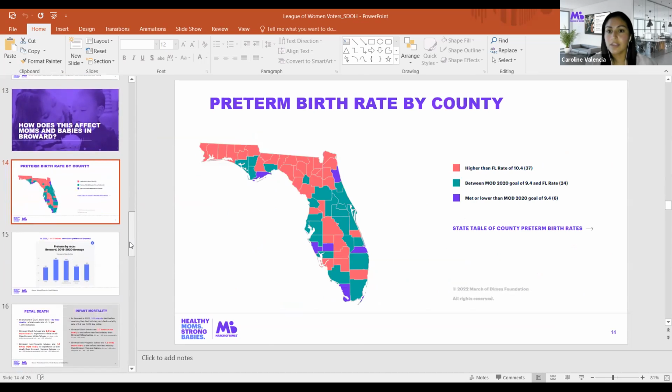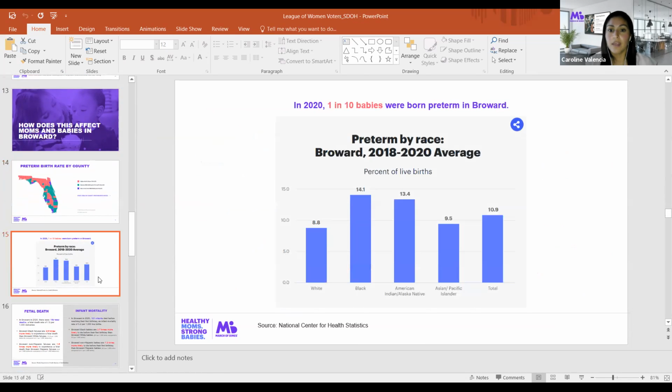And then here's just some maternal and infant health data. So this is the preterm birth rate by county. Broward is here at about 11%, which is a bit higher than what we really want the goal to be, about 9.4%. And you can see here the distribution across the state. It's important to also disaggregate the data whenever possible to see which groups are most affected. So you can see here that there is a disparity with Black babies, about 14% of them were preterm, compared to white babies, about 9%, and Asian Pacific Islander, about 9.5%.